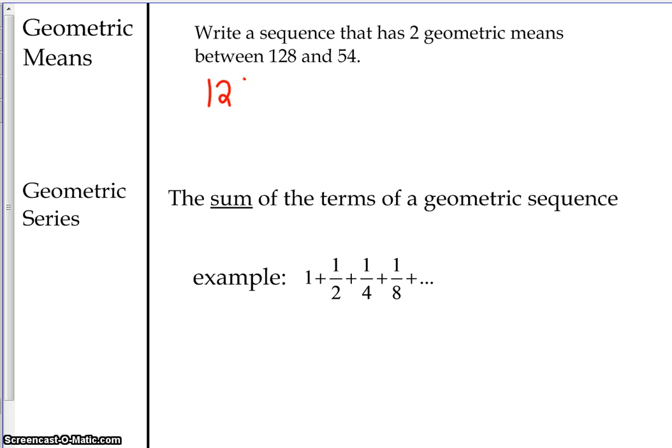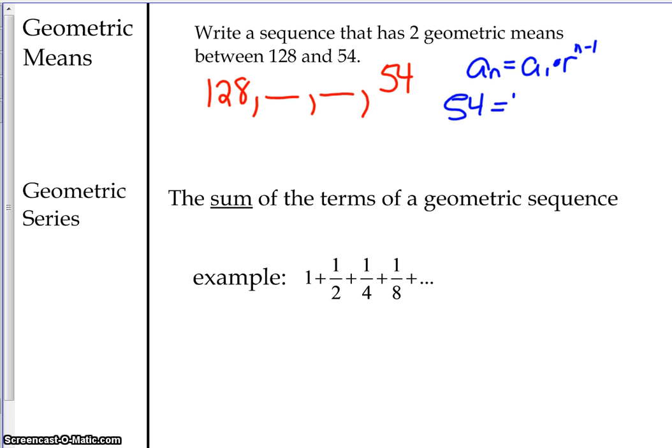So in other words, when we start with 128, we have 2 spots that have terms in it, and the last term is 54. Okay? So we still have the same formula that we follow here, that the last term equals our first term. What we're not going to know here is our r, and then it's going to be n minus 1. So our 54 will equal our 128 times some value r to the 3.